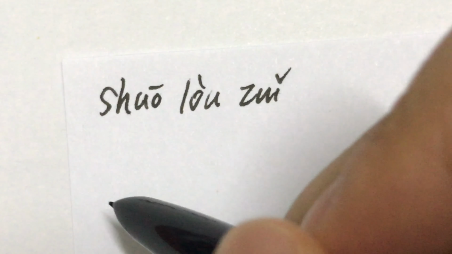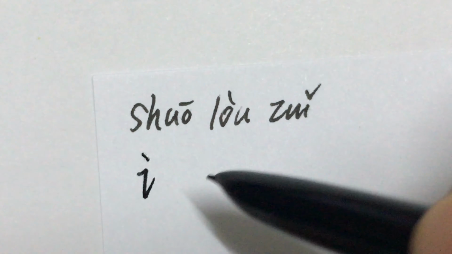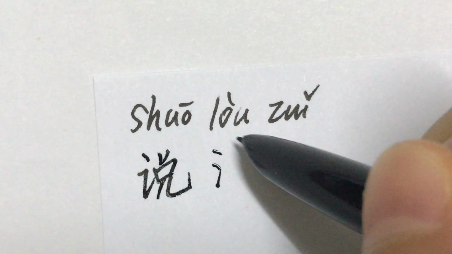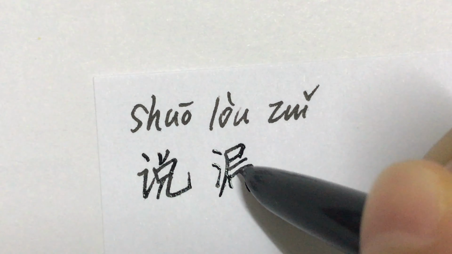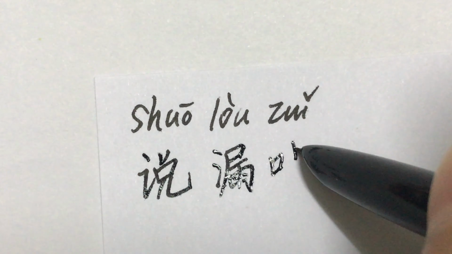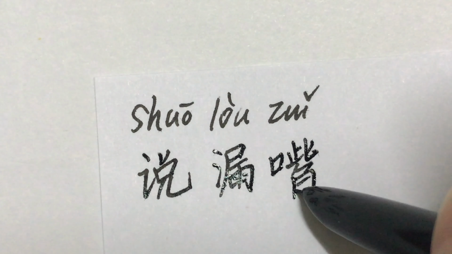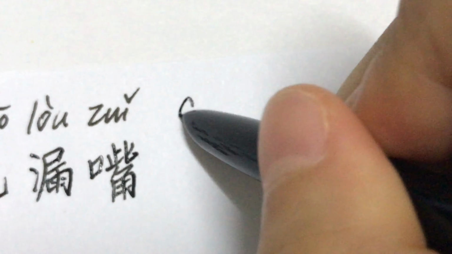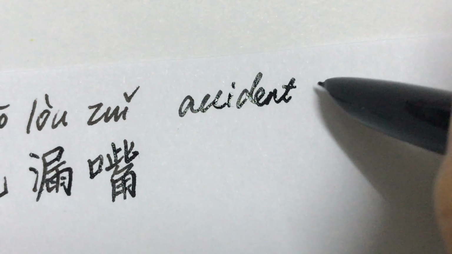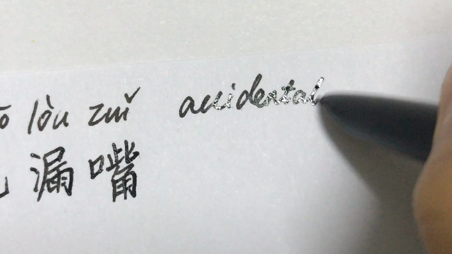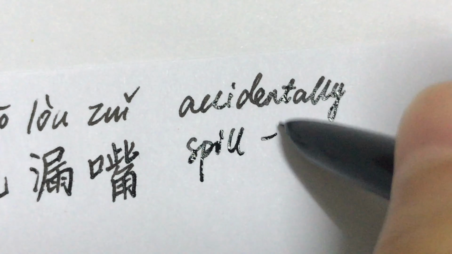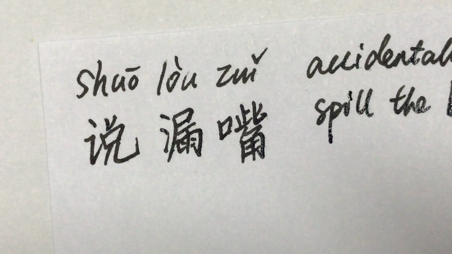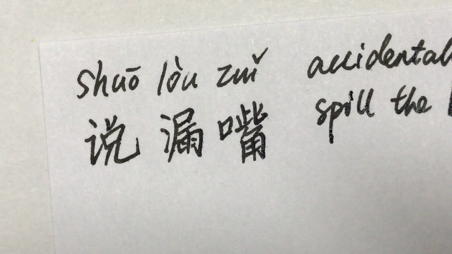First, let's write 说漏嘴。说漏嘴 accidentally spill the beans. Someone revealed something that was meant to be a secret.